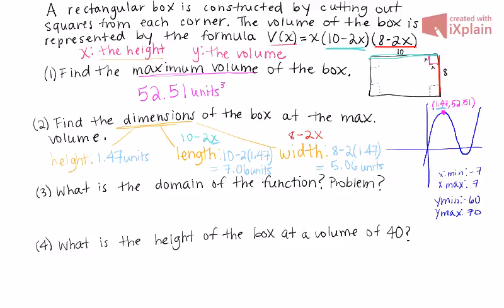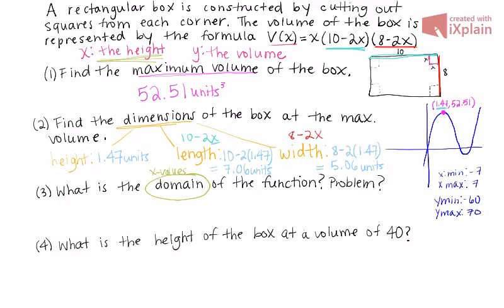So my height is 1.47, my length is 7.06, and my width is 7.06. Number 3 asks us to figure out what is the domain of the function. Domain is x values. So what are the possible x values of this function? As we have talked about before, the x value represents the height of the box.